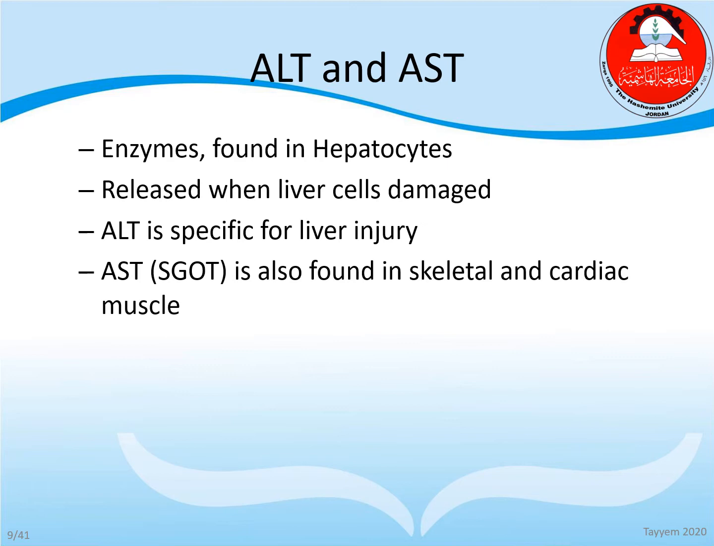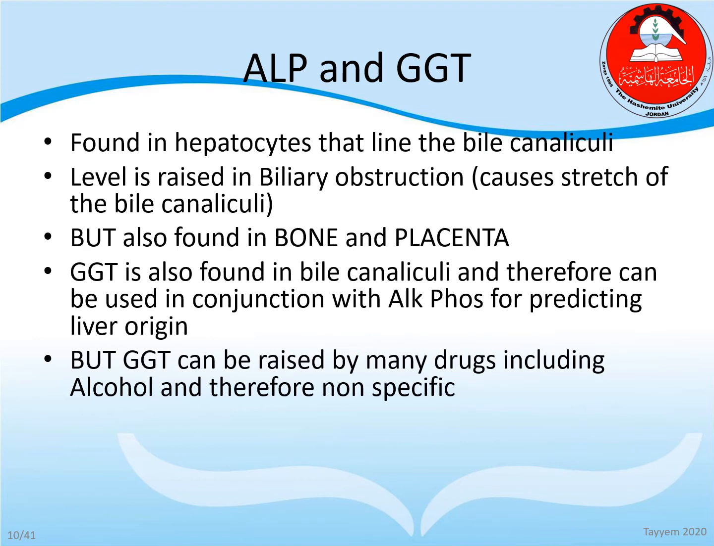ALT and AST, as you are aware, are enzymes found normally in liver cells, and they are released when there is liver cell damage. ALT is more specific for liver injury. AST could be found in skeletal and cardiac muscles. ALP and gamma GT are also found in hepatocytes, mainly those that line the bile canaliculi. The level is raised when there is biliary obstruction, which can stretch the bile canaliculi and raise ALP and gamma GT.